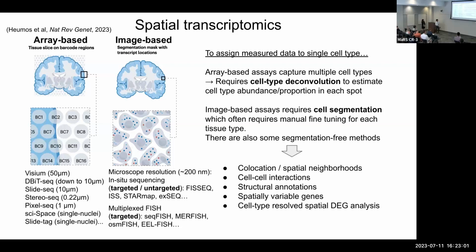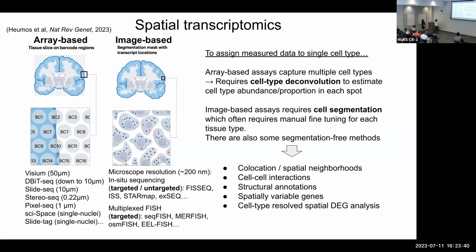I will start with spatial transcriptomics because I think that is the most popular technology in the field at the moment, which is split into array-based and image-based technologies. Array-based includes Visium, DigitSeq, SlideSeq, StereoSeq, and also Slide-tag, which Dr. Fei Chen presented this morning. The resolution varies widely, from 0.2 micrometers to 50 micrometers, so there is a lot of difference in the resolution you can capture.